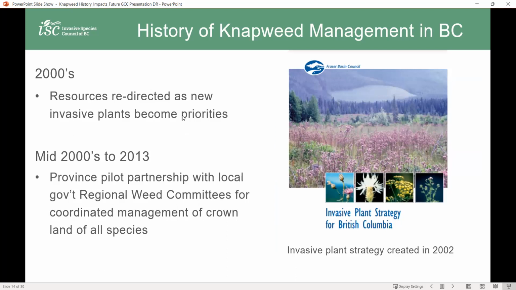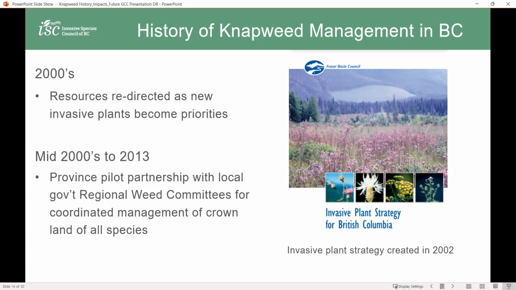We started seeing Russian rush, skeleton weed move in. Nowadays, there's a good host of a number of different high priority species, and indeed in some areas of the province, knapweed has taken a little bit of a back seat to some of the other weed species that are starting to proliferate in BC.